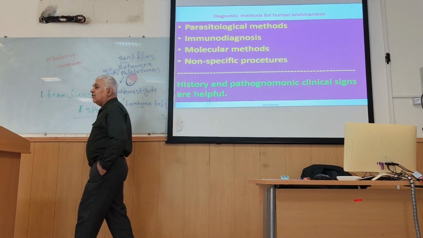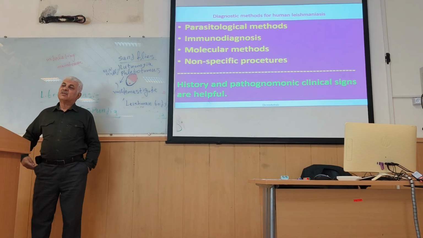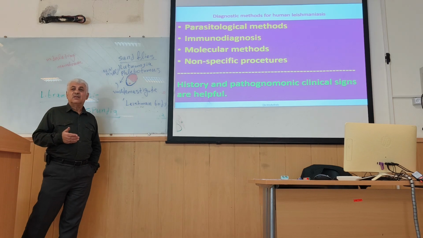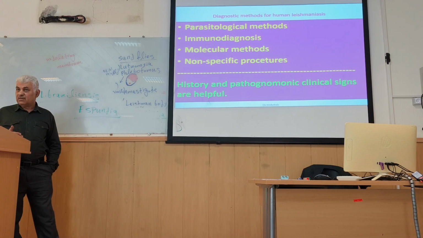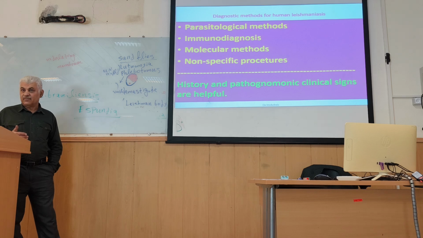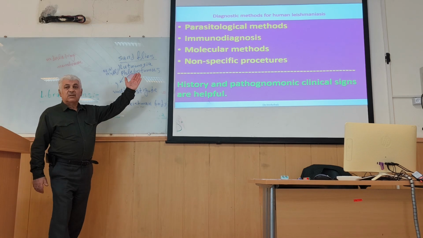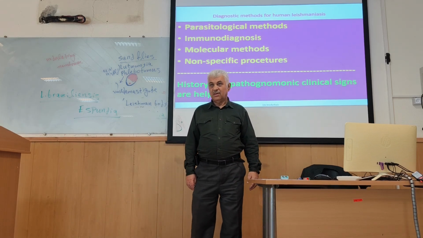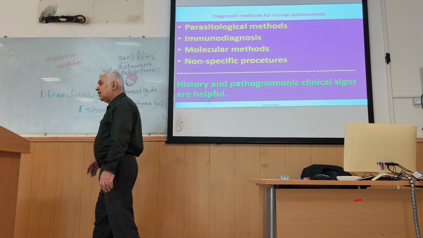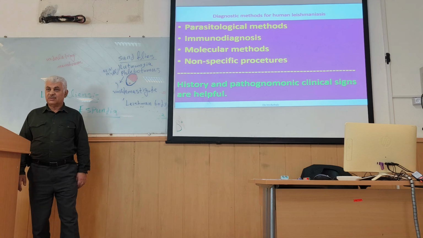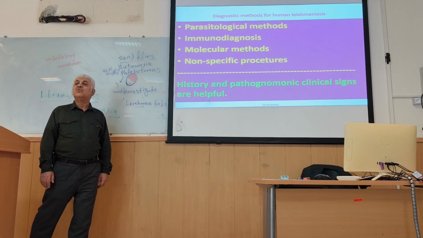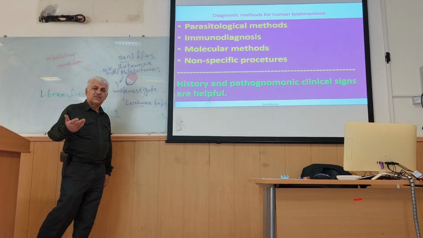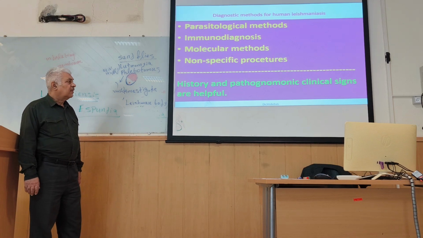For the diagnosis of visceral, mucocutaneous, and cutaneous leishmaniasis, we have different laboratory methods. The first is parasitological methods. The second is immunological methods. The third is molecular methods. And there are also some non-specific methods, because they are very simple.